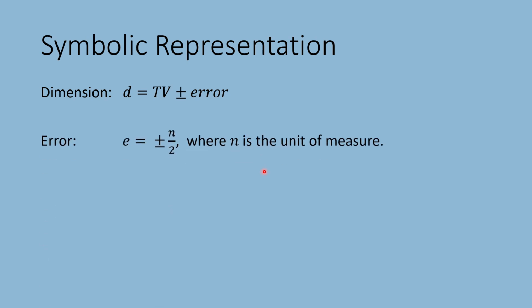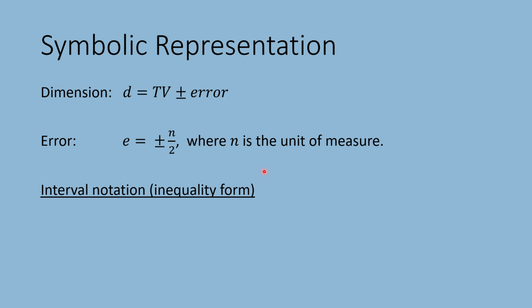Right, here we are at the symbolic representation slide. Now a dimension is represented by true value plus or minus error. Error is given by the formula plus or minus n over 2, where n is the unit of measure.